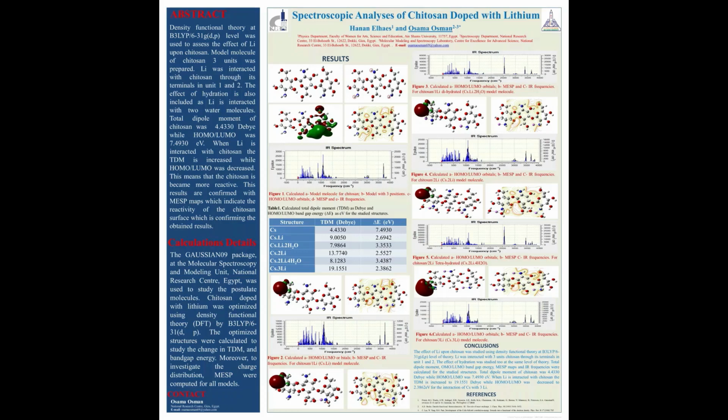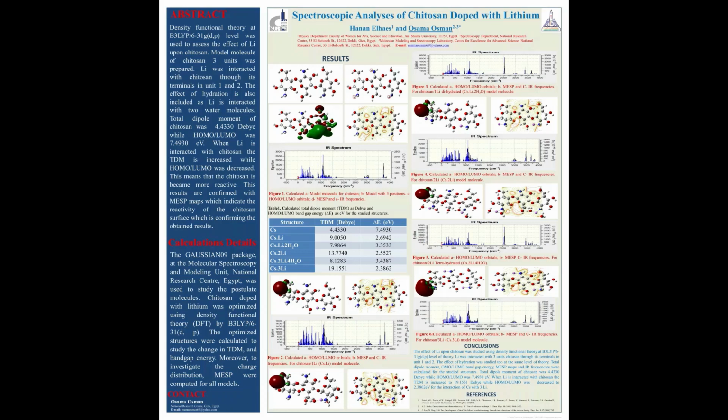Density functional theory was used to assess the effect of lithium upon chitosan. A model molecule of chitosan, 3 units, was prepared. Lithium was interacted with chitosan through its terminals in unit 1 and 2. Calculations were conducted with the Gaussian program. The effect of hydration is also included as lithium is interacted with two water molecules.